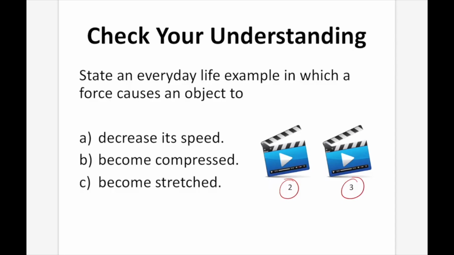So some examples of decreasing speed might be the brakes on a car. A car's brakes cause it to slow down. Becoming compressed, well, you would have seen in video 2 and 3, when an object hits another object, the second object, and the first object for that matter, become compressed slightly. And becoming stretched, maybe a rubber band. If you stretch a rubber band, it's going to stretch out, and that's due to the force that you're applying on that rubber band.